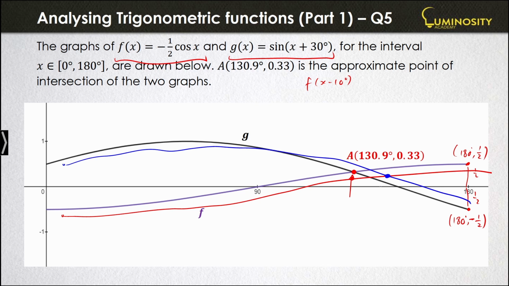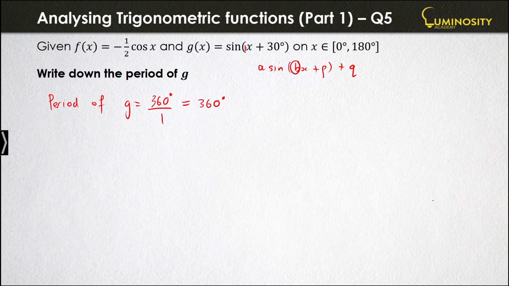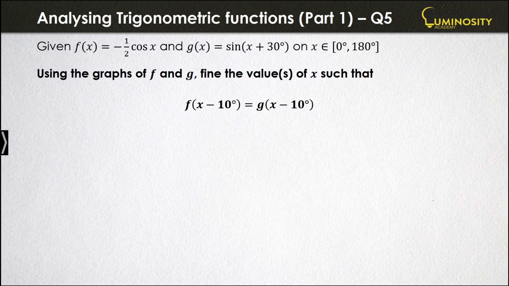So there'll be a new point of intersection. Every single x value of f and g has simultaneously moved 10 degrees to the right. So it makes logical sense that the point A also gets moved 10 degrees to the right. That would be this point of intersection here, the new, let's say A prime, would be 140.9 degrees with the same y value, because only the x values were shifted. So that's using the graph and geometrical logic.